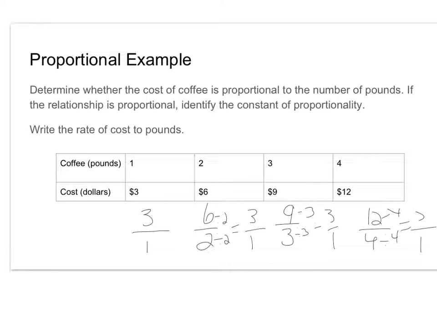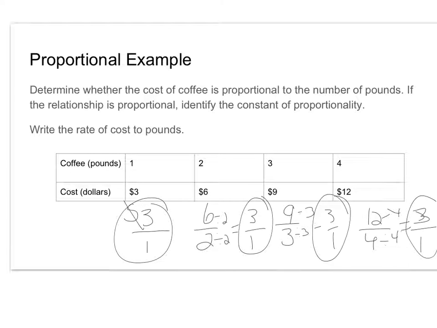So they're saying that you're paying $3 for 1 pound of coffee. That means if I get 2 pounds, I should be paying $6, which is correct. If I get 3 pounds, I should be paying $9, which is correct. If I get 4 pounds, I should be paying $12, which is correct. So it has a constant of proportionality, which is $3 to 1 pound. They're all proportional. They're all equal when they are simplified.